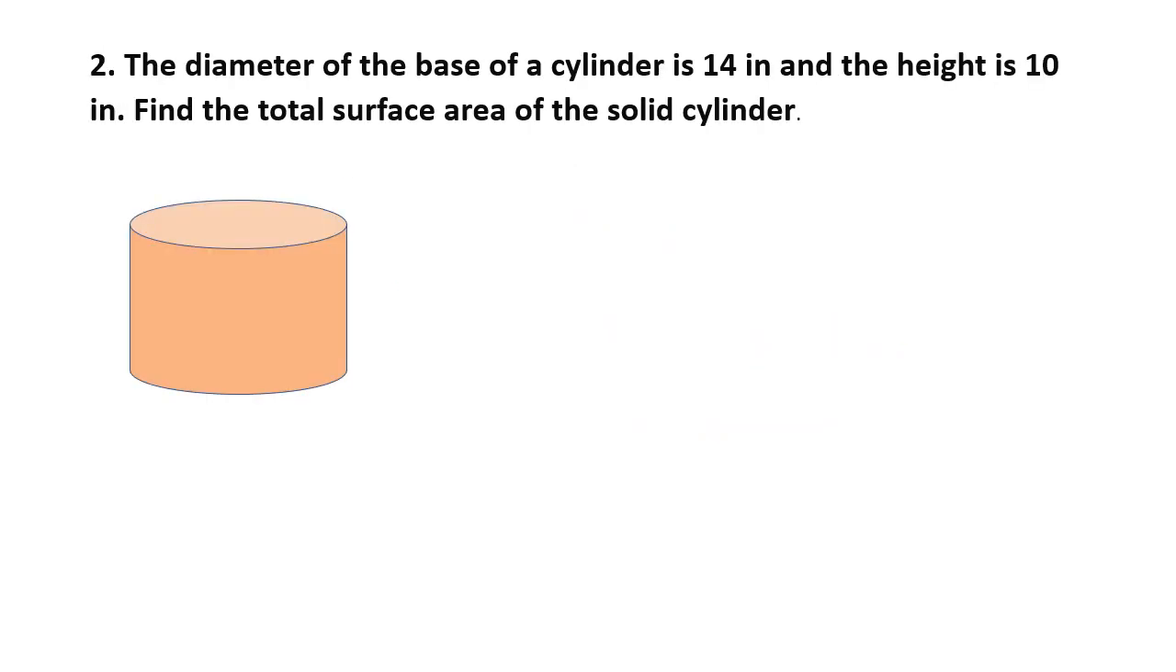The diameter of the base of a cylinder is 14 inches. Height is 10 inches. Find the total surface area of the solid cylinder. So we take the radius, 7 inches. This one is 10 inches. Total surface area. So, solution.